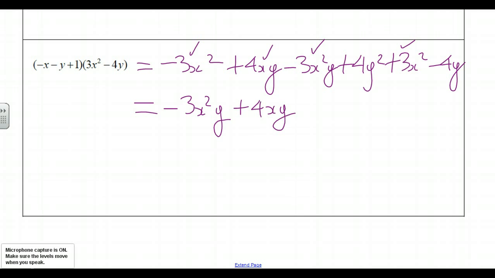I've got a 4y squared. I got a minus 4y plus 4y squared. Okay? So I think that's it. Now, the thing is, we can't come up with any rule of, hey, when you multiply a binomial times a trinomial, you're going to get 4 terms, right? It depends on the variables. Yes?